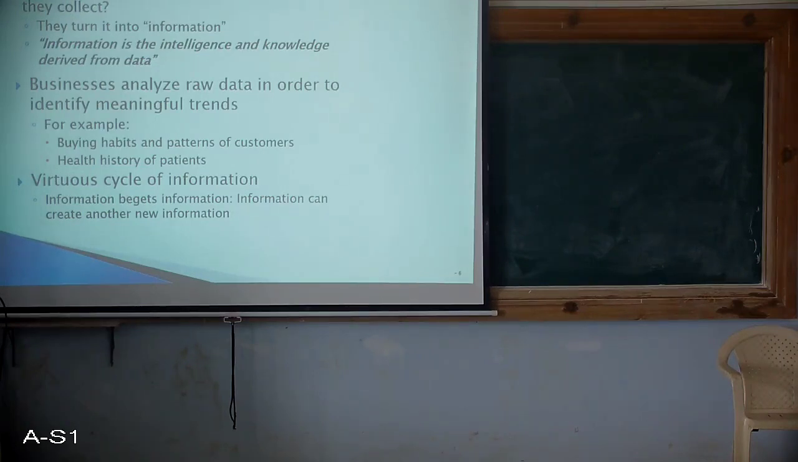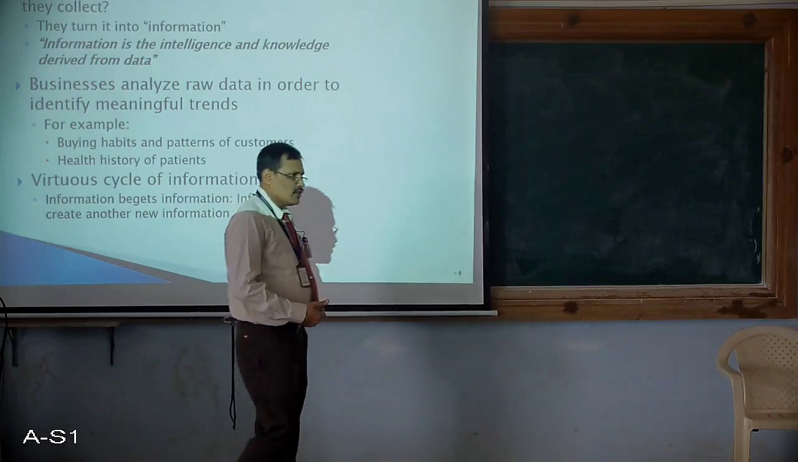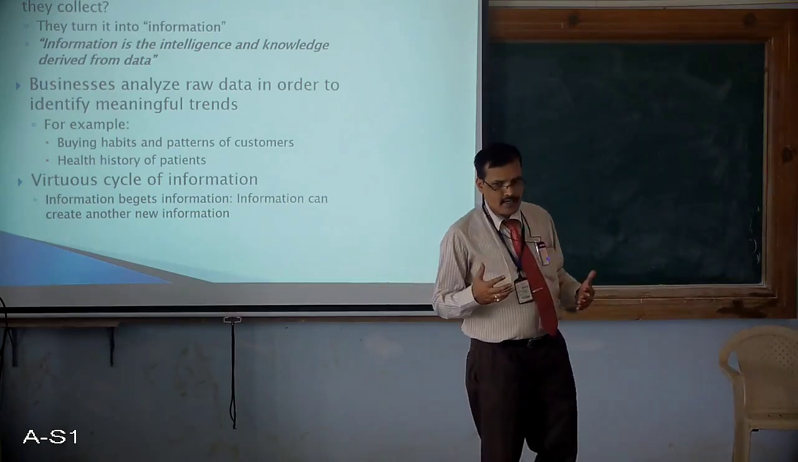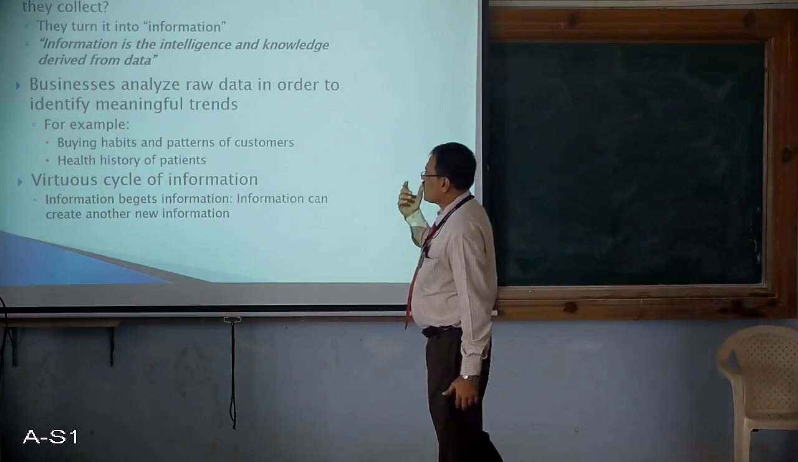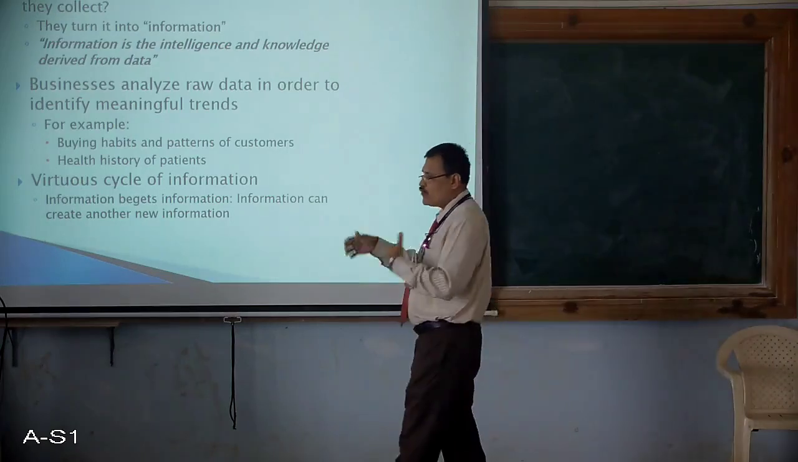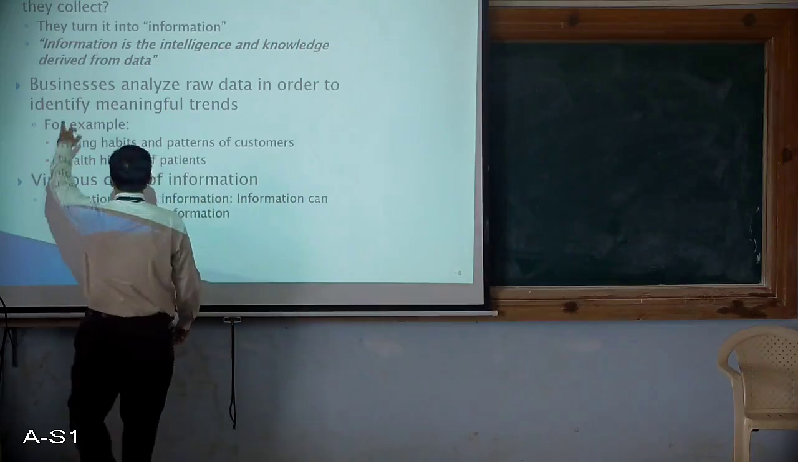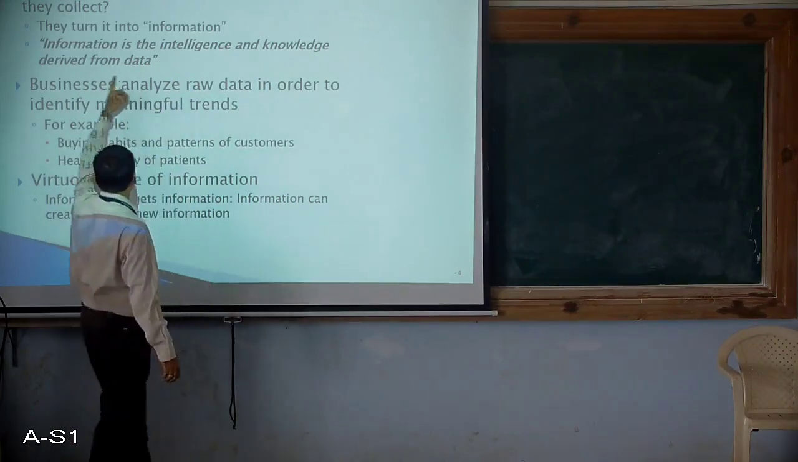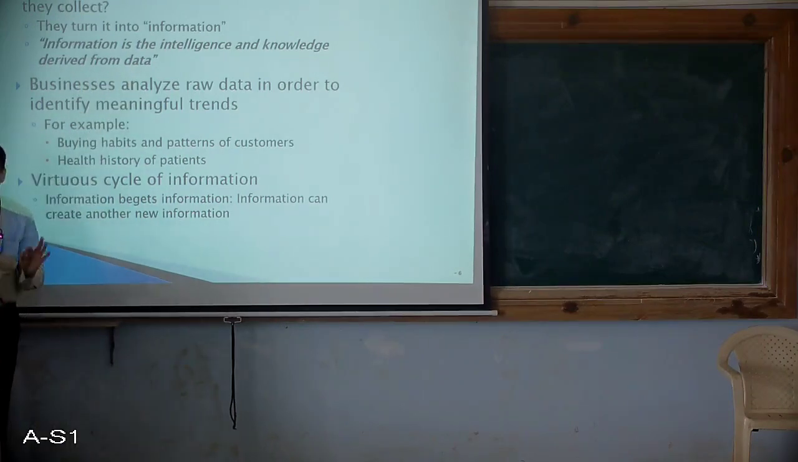So what exactly is information? Information is the intelligence and knowledge derived from data. In a nutshell, we can define information as meaningful data, which explores the intelligence and knowledge hidden in the data. Businesses analyze raw data to identify meaningful trends. On the basis of these trends, a company can plan or modify its strategy.